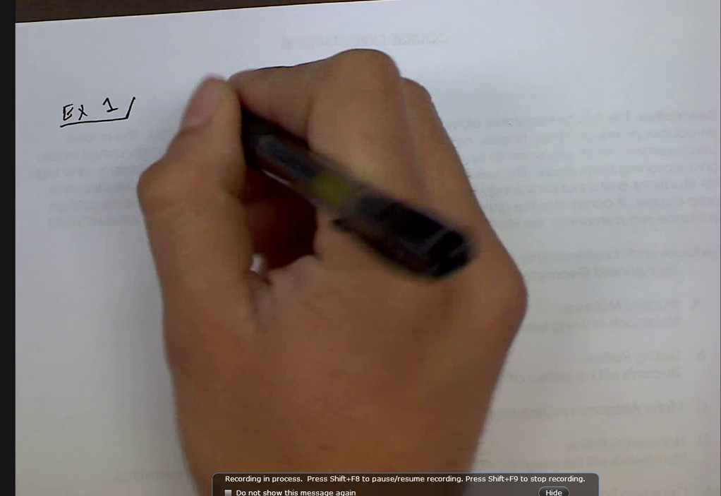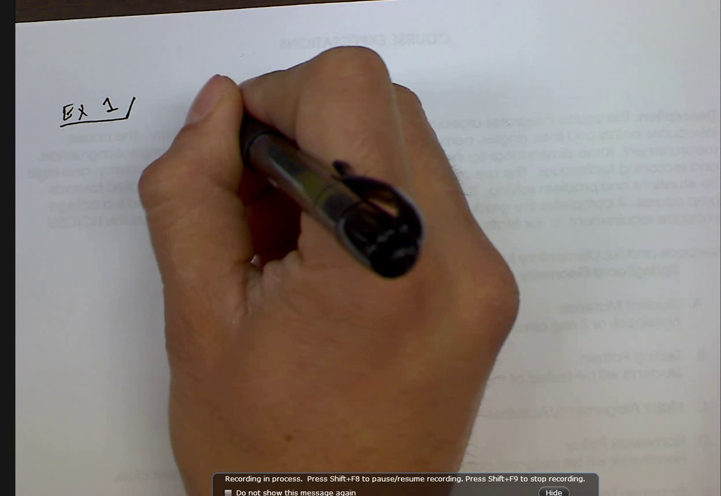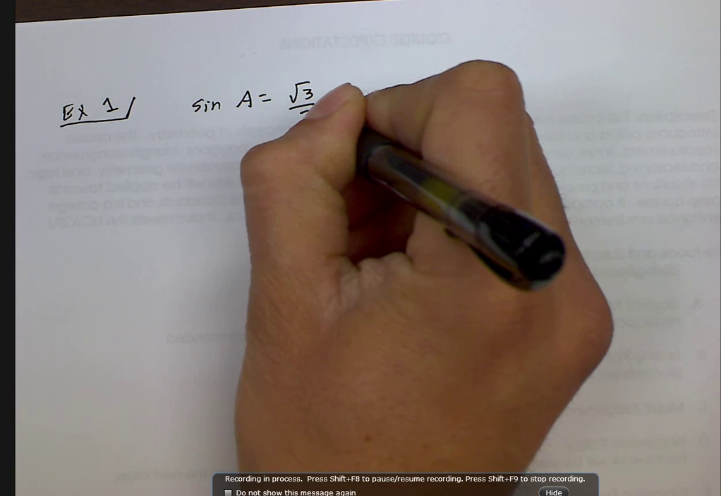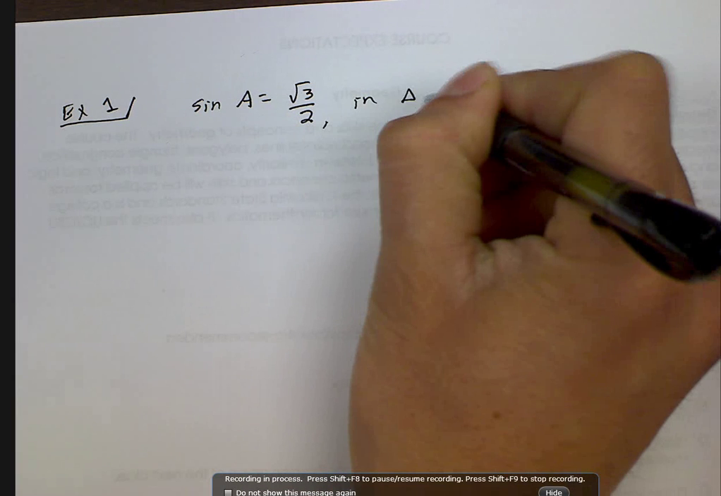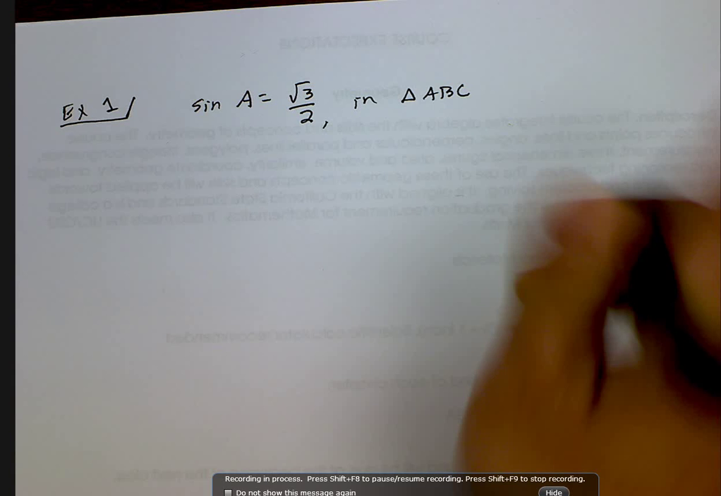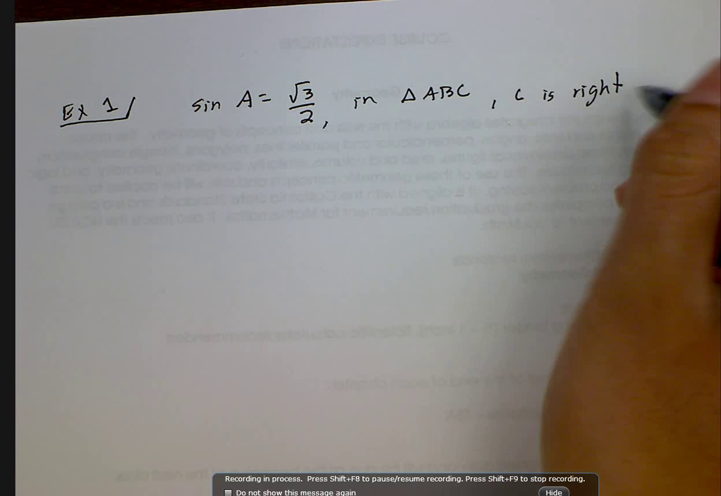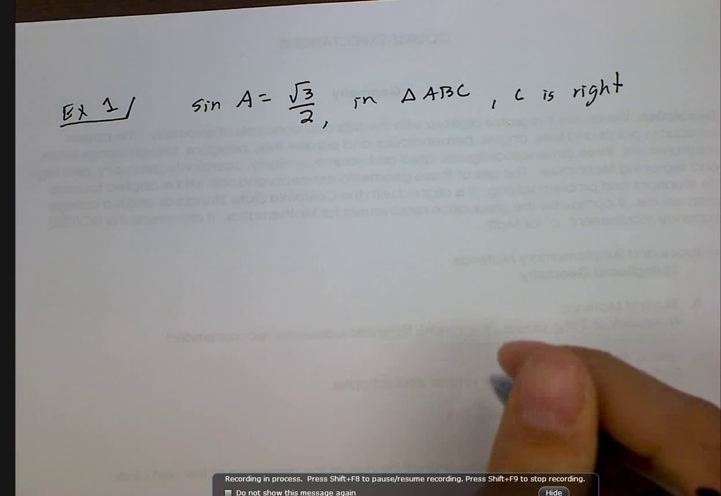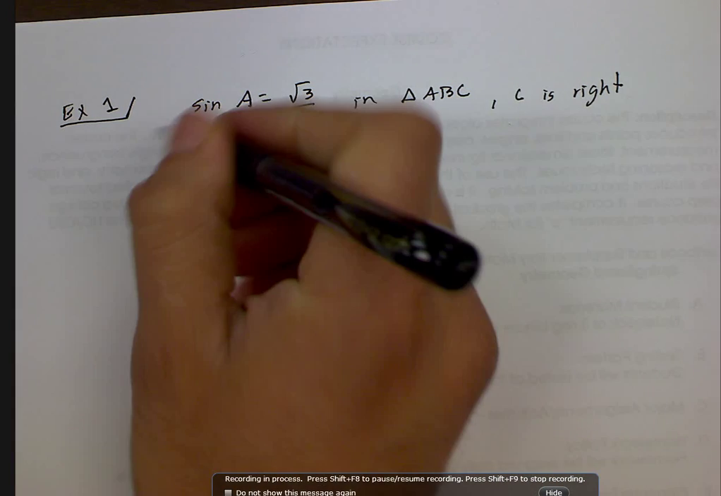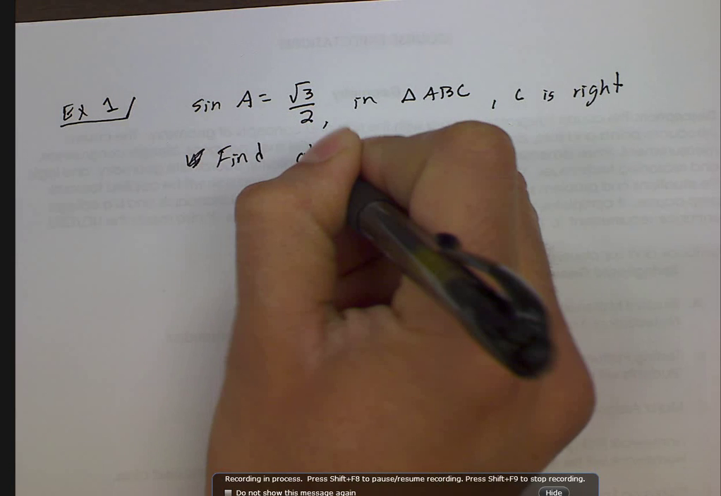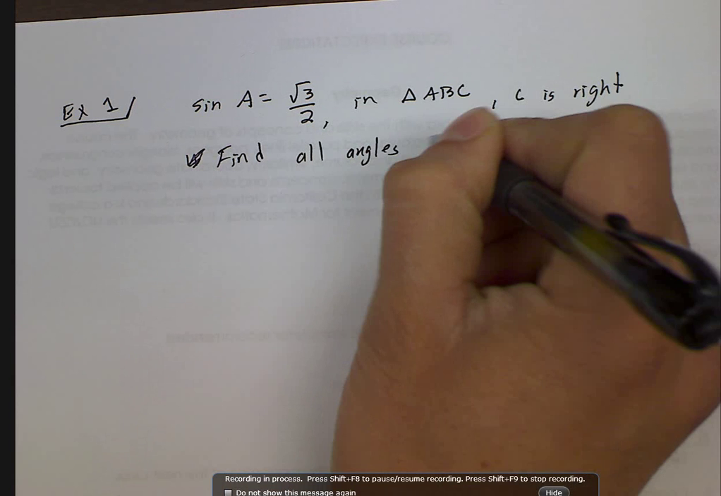Okay? All right, let's go ahead and do some actual examples where you have to apply this. So here we go. I have example number 1. So we have sine of A is equal to root 3 over 2 in triangle ABC, where C is the right angle. Now, I know I can find my angle, but in this problem, we need to find all angles and sides.